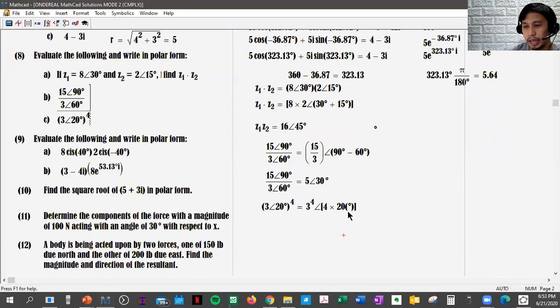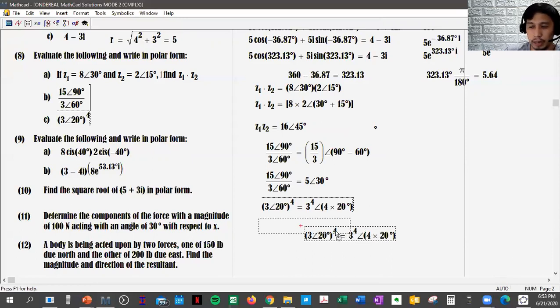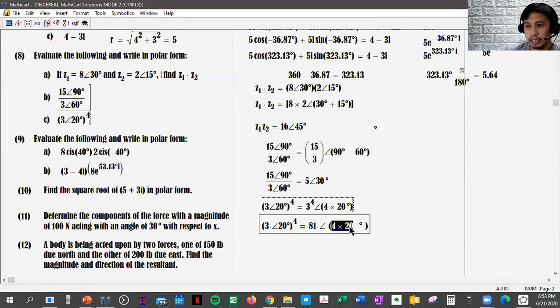So, simplifying that, of course, yung 3 raised to 4, ilan ba yan? 81? No, this is 81. Angle 80. So, this should become 80. The 4 times 20 is 80. That should be the result.